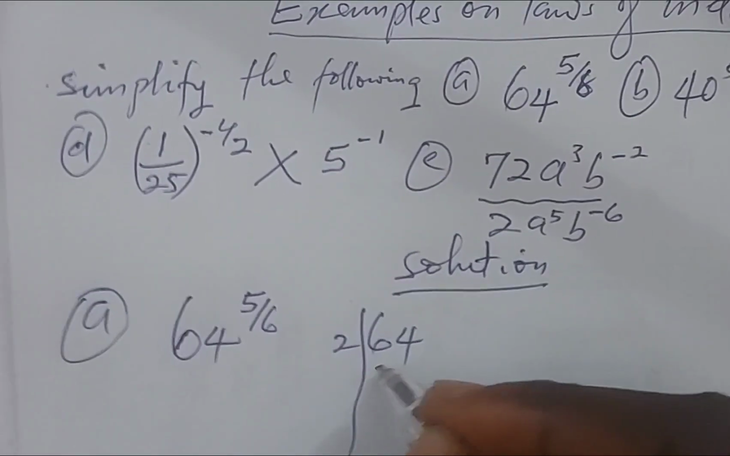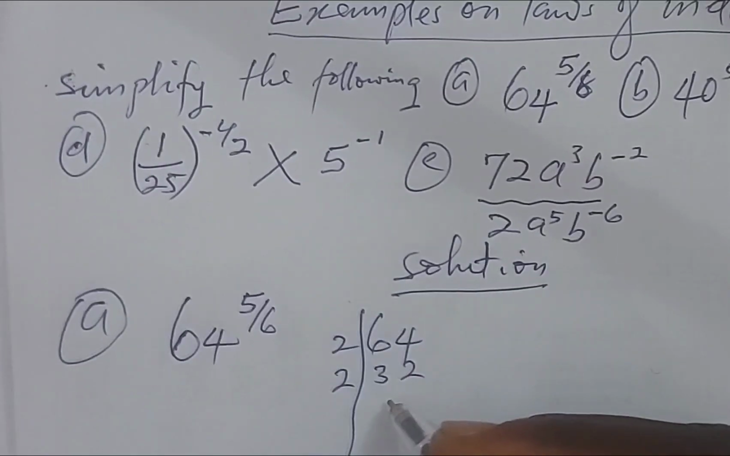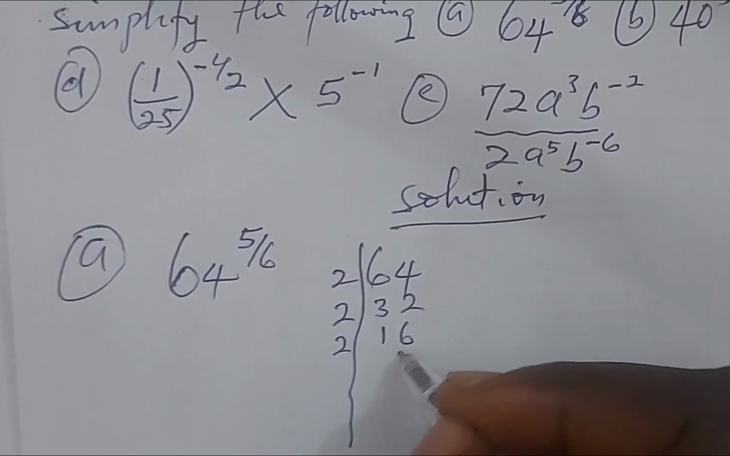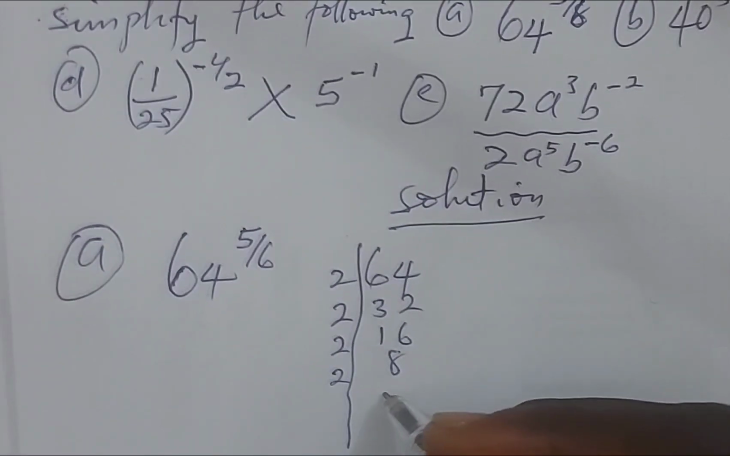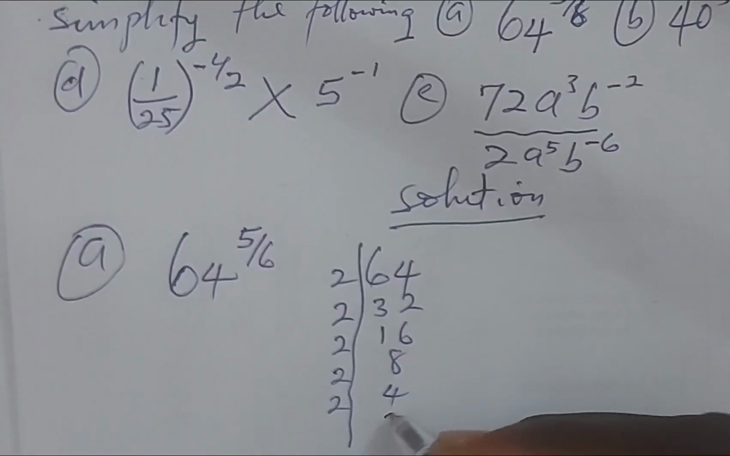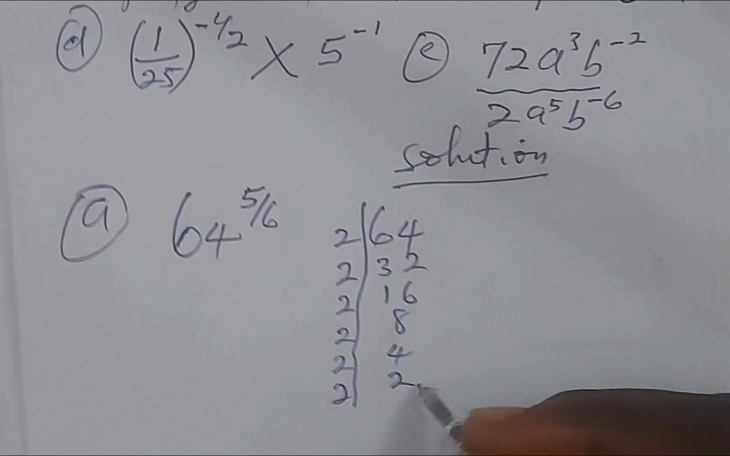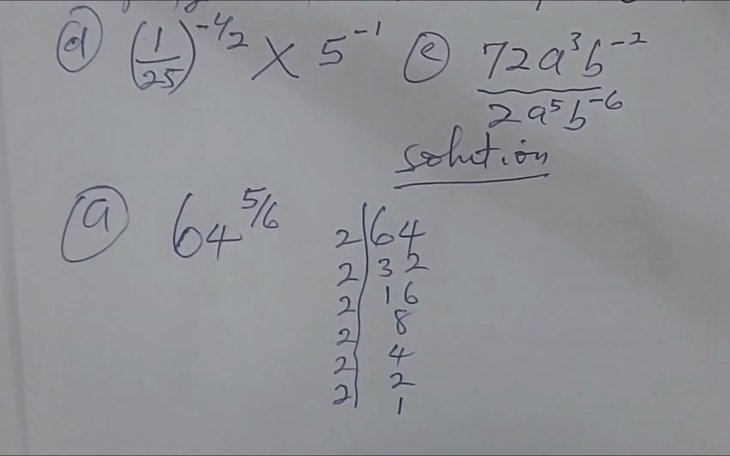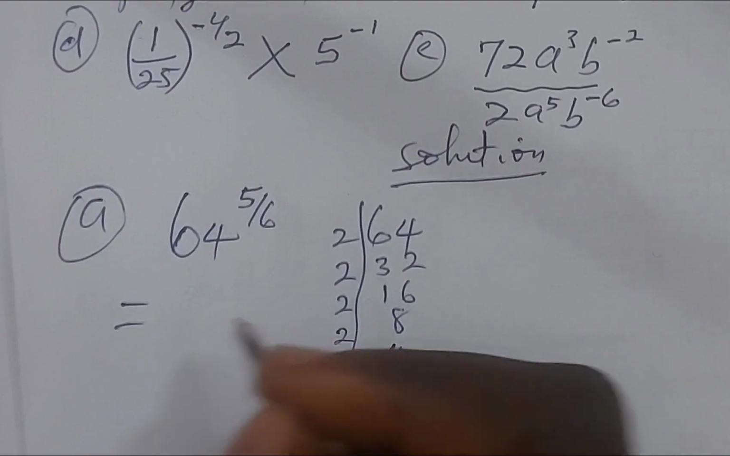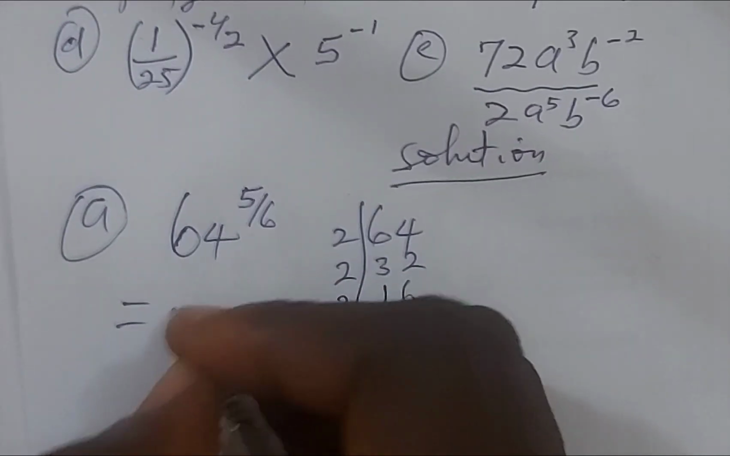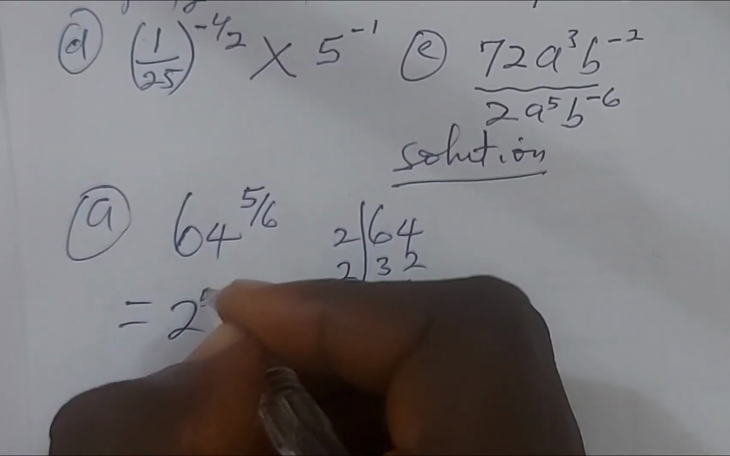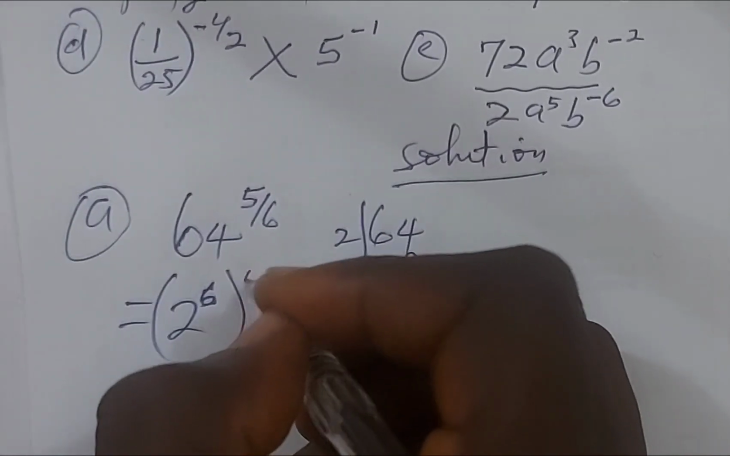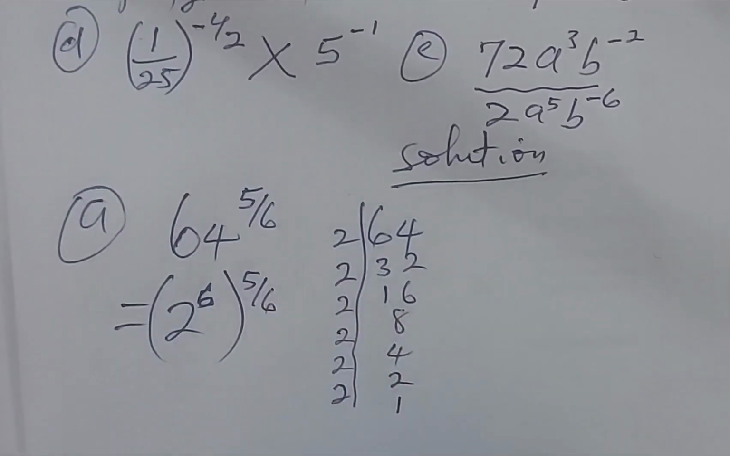2 into 64 is 32, 2 into 32 is 16, 2 into 16 is 8, 2 into 8 is 4, 2 into 4 is 2, 2 into 2 is 1. You count it: 1, 2, 3, 4, 5, 6. So now 64 will be 2 raised to the power of 6, all raised to the power of 5 over 6.